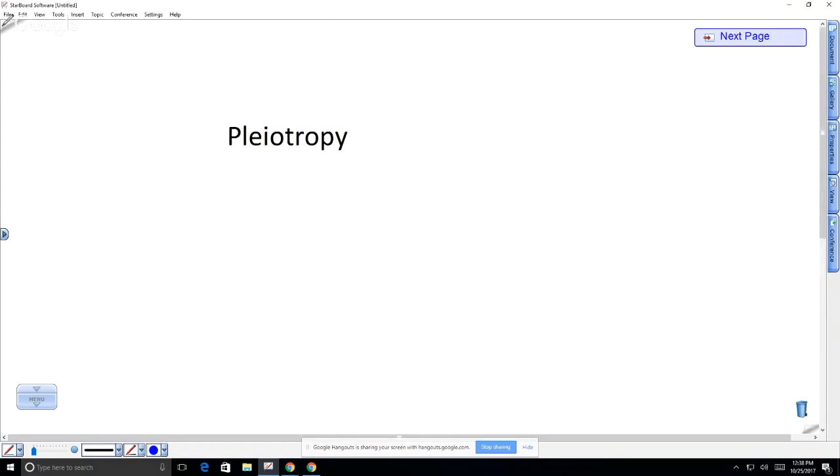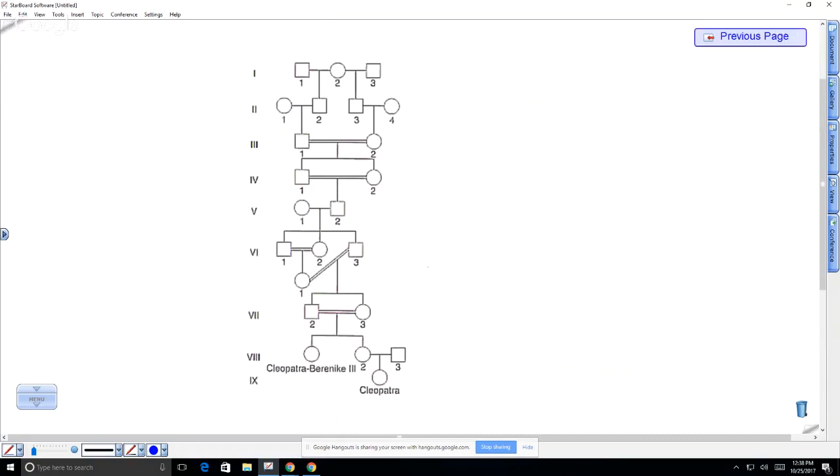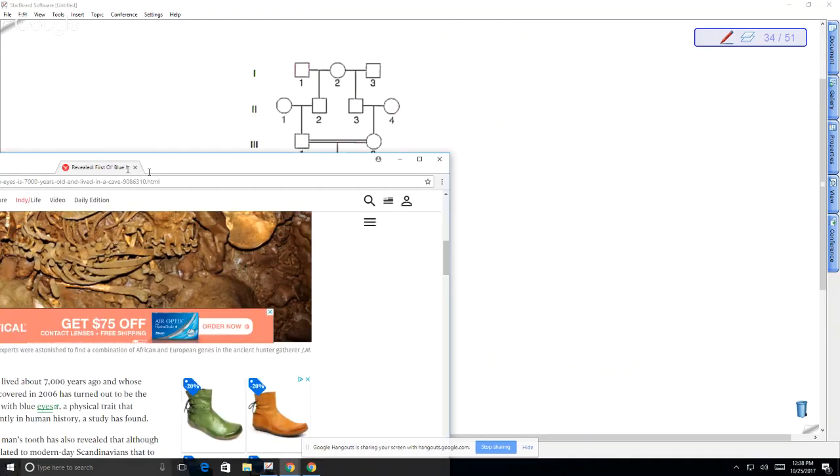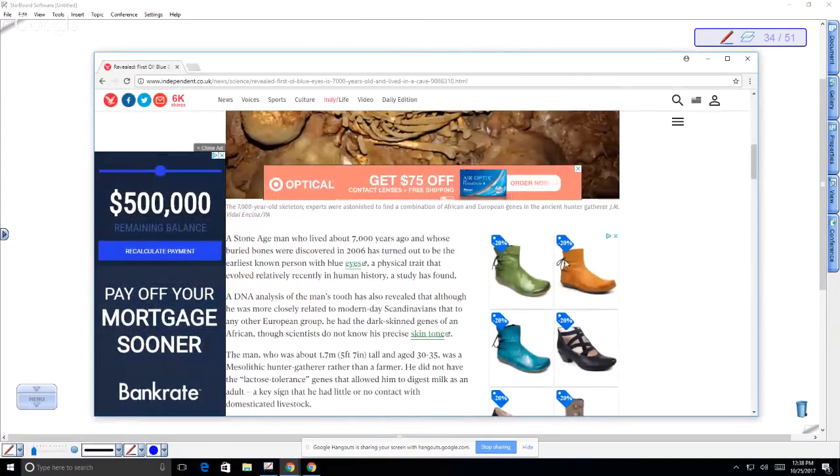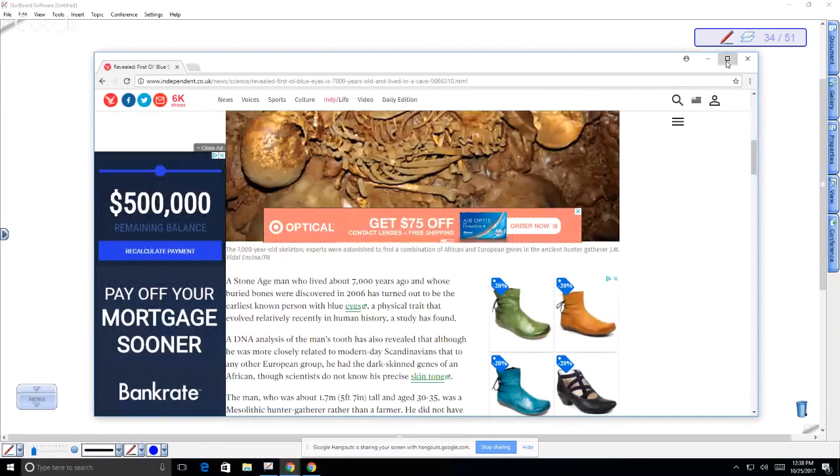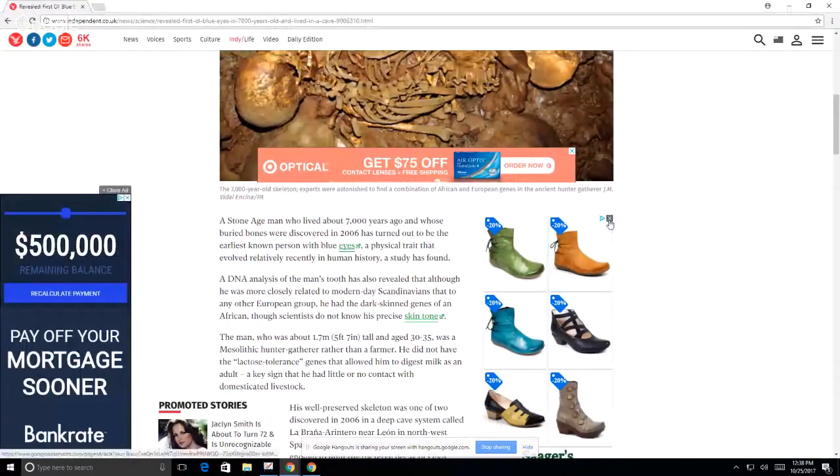Okay, before I want to talk about pleiotropy, however, I have another little image here. Oops. Okay. So how can we tell? Oh, look at this. These are the boots I really want. I want those green ones right there. Okay. So Google is so crazy. Anyway, ignore my shopping, this is what I want for Christmas.